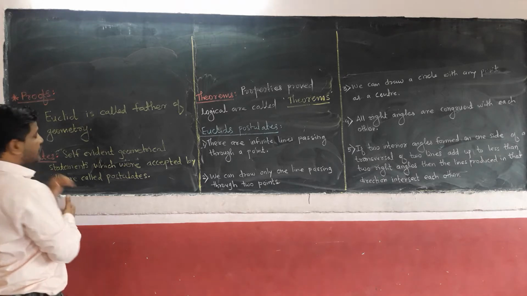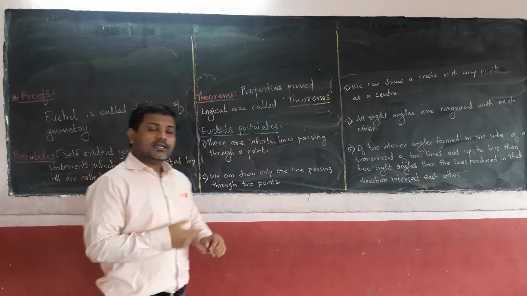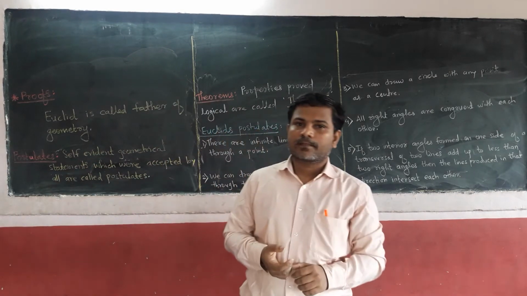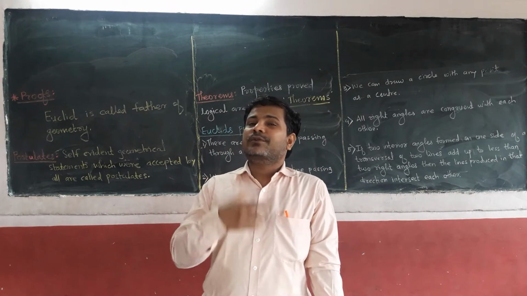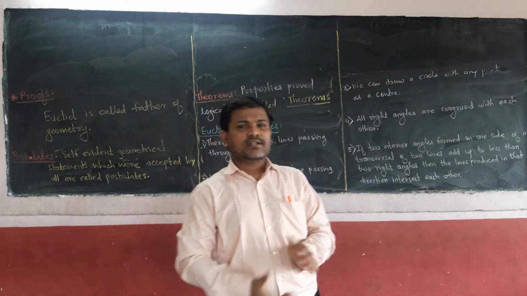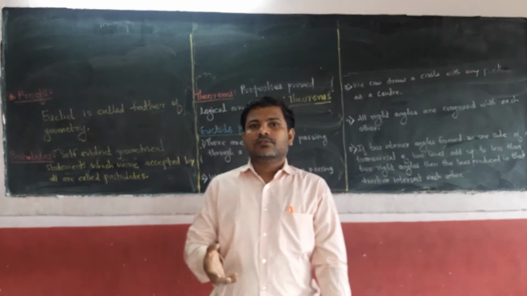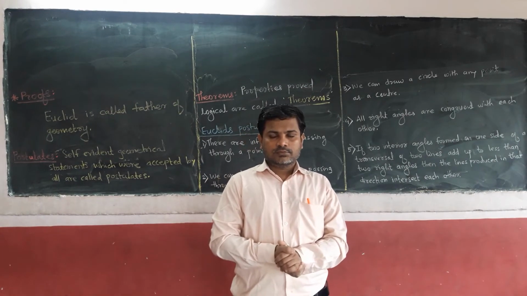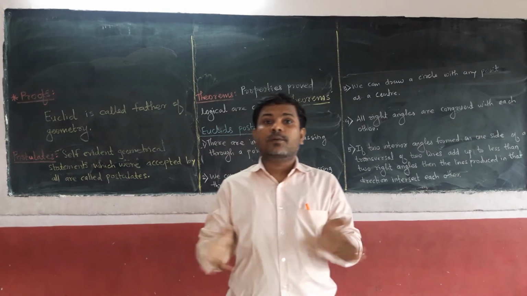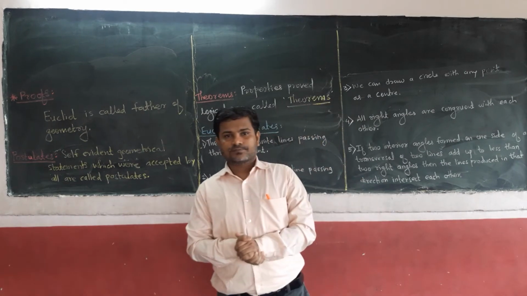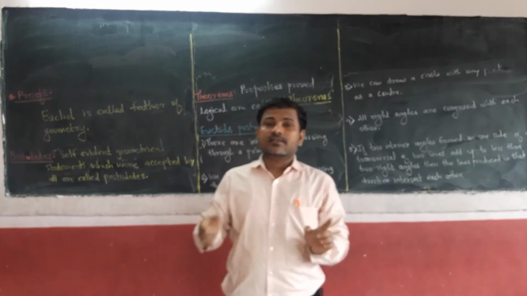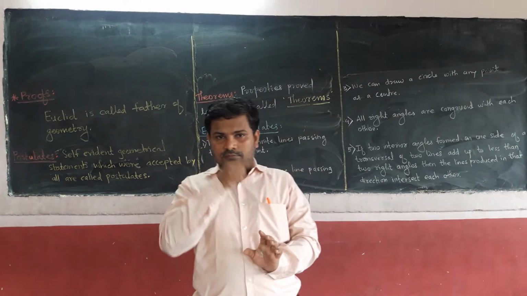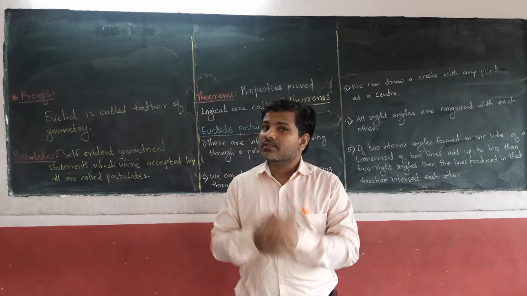Next point is proofs. In mathematics second, proof means whatever statements you have learned in previous standards, just like diagonals of a square are congruent, diagonals of a rhombus are perpendicular bisectors of each other, and the sum of all angles of a triangle is 180 degrees.